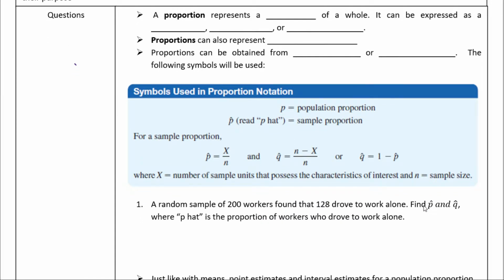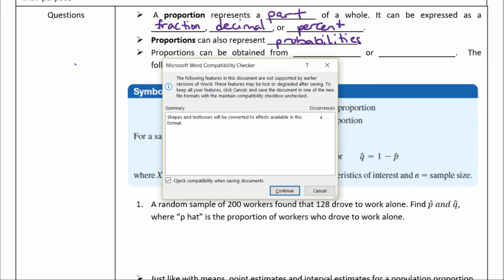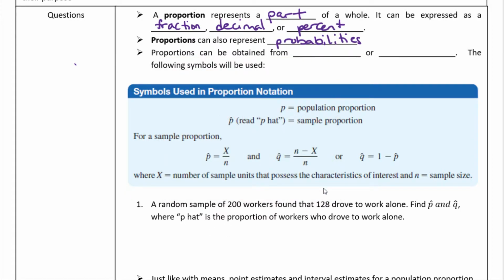So let's begin with proportion. The concept of proportion represents a part of a whole. It's basically like a fraction, so it can be expressed as a fraction, decimal, or a percent. Proportions can also represent probabilities, and remember that probabilities can be expressed as either of those three forms as well: fraction, decimal, or percent. And you can obtain proportions from the sample or the population.